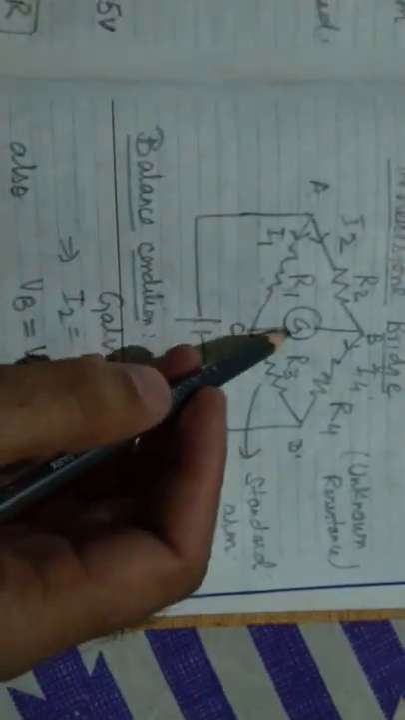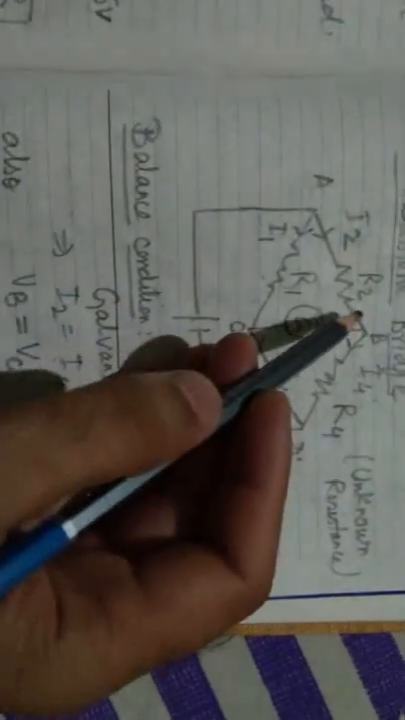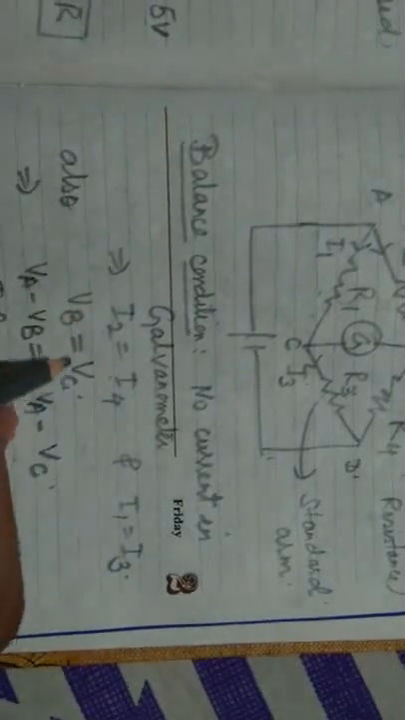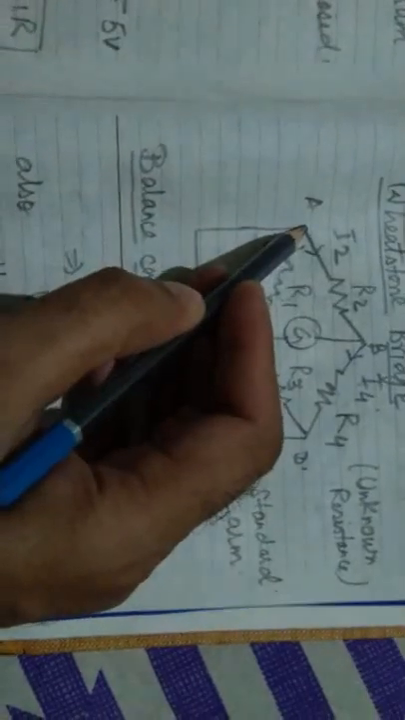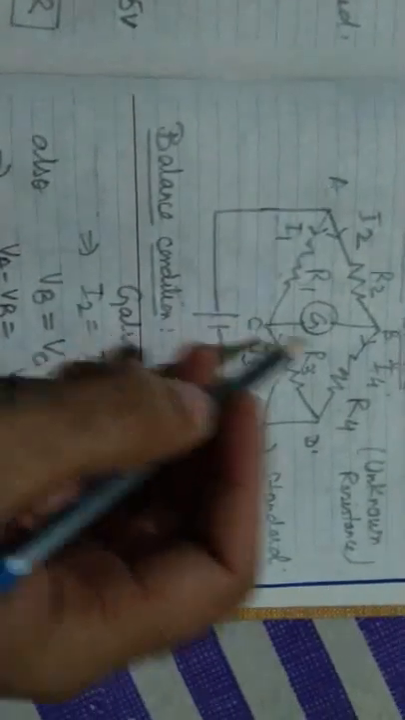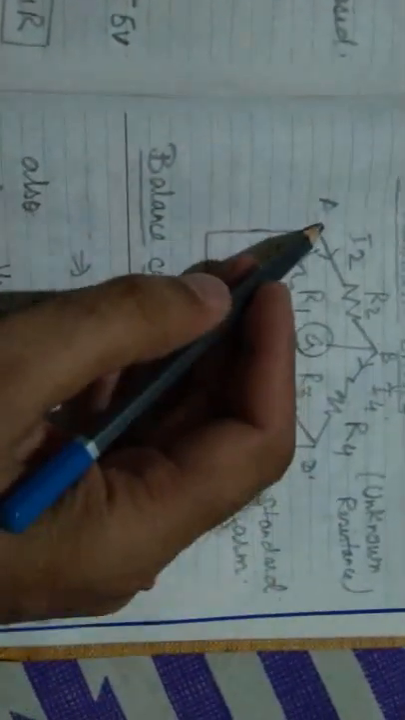Similarly, because there is no current in this branch, I1 will be I3. I2 equals I4, I1 equals I3, and that means the potentials of B and C are the same, that is VB is equal to VC. Or we can write it like this, that potential difference between A and B is the same as potential difference between A and C. These two are at the same potential and this is only one point. So VA minus VB will be the same as VA minus VC.